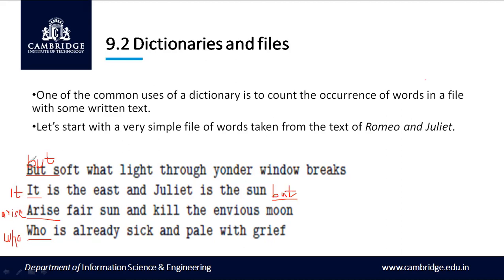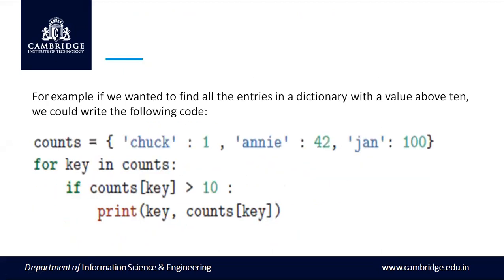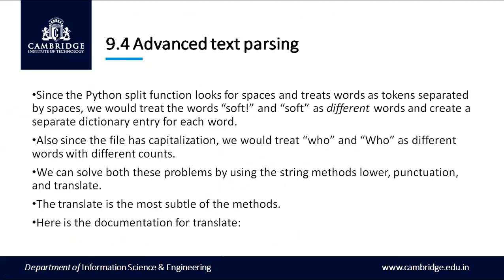So now you can see when we convert all these words to lowercase, this "but" and this "but" will be one single word and it will be counted as two, correct? So that is what we want in advanced text parsing. We will see how all these uppercase letters are converted to lowercase letters and also how the punctuation marks are removed using the maketrans function. So that is what the example.